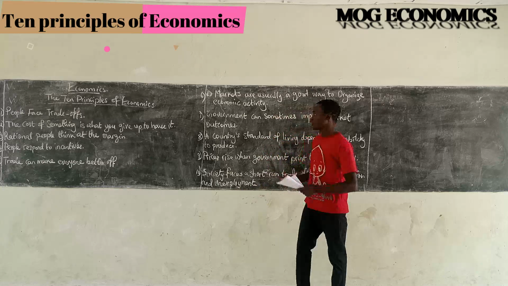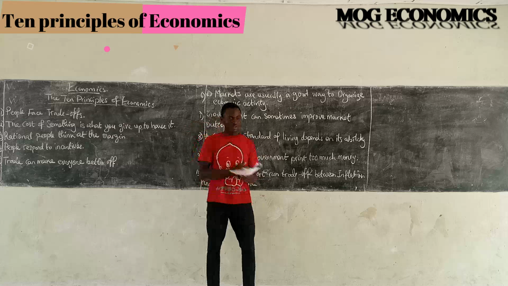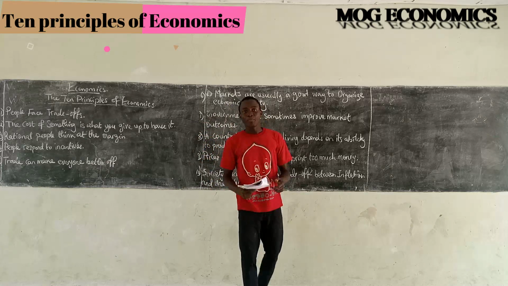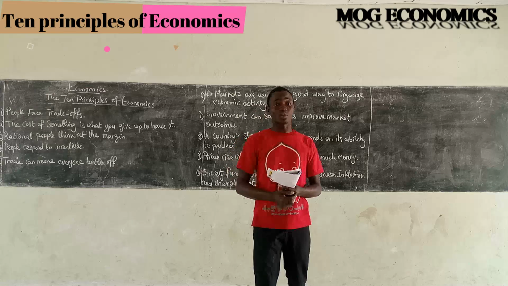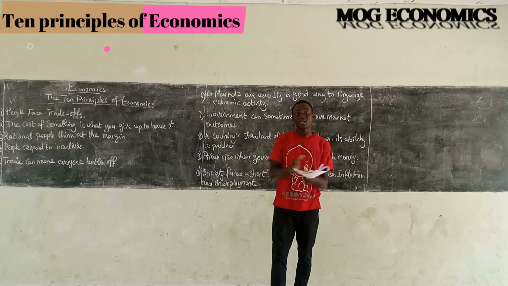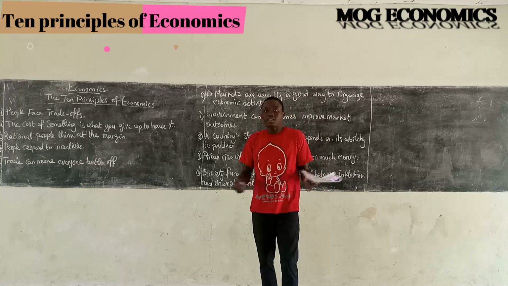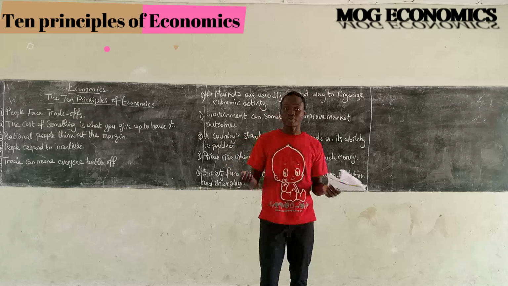And number two, the cost of something is what you give up to have it. Now this may look pretty simple. Cost, what is cost? Cost can be very simple. If you decide to take a course online, for example, and the monetary price is 5,000 naira, provided that there are no other costs, then that is what you are giving up to have that course. So that's 5,000 naira.